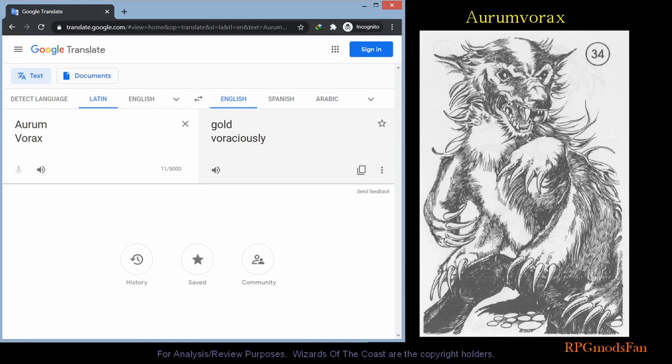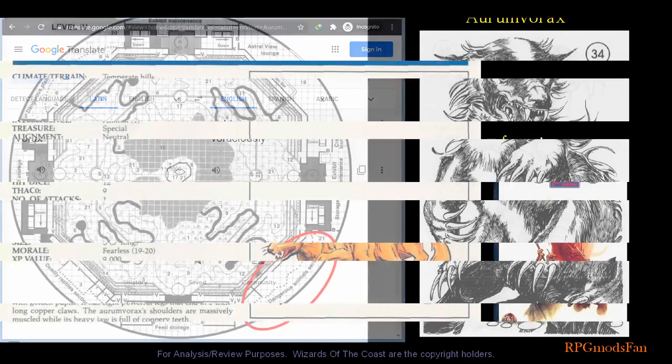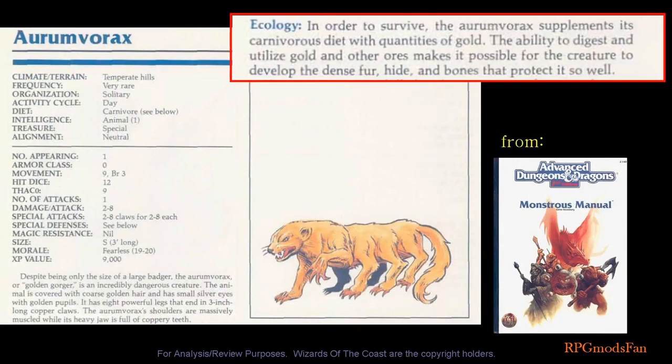The module itself does not mention the Audiam vorax's ferocious appetite for gold. Again, probably due to the economy of words used. The Audiam vorax's appetite for gold and other precious metals as supplements to its diet was not mentioned until AD&D 2nd edition in its Monstrous Manual.